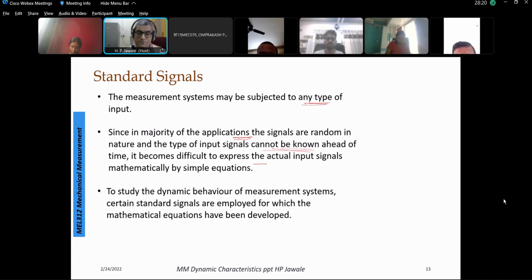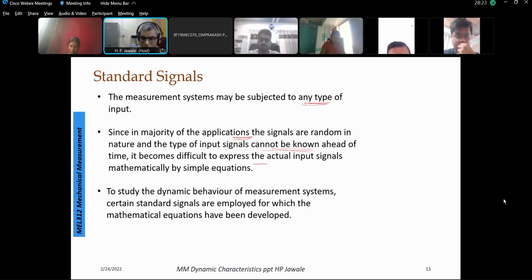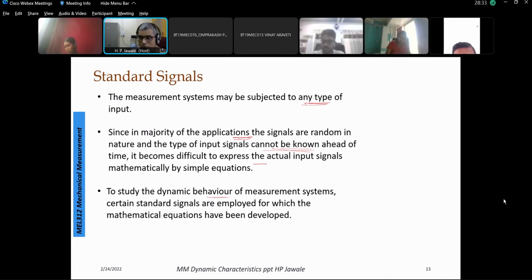So the only method for the study of the dynamic behavior of the system is that we approximate the real input that can be applied to some standard formats of the input. So certain standard signals are employed, then the equivalent or more approximated standard signals are applied in the standard test condition, and then we note down the response of the measurement system to the dynamic behavior, from which a mathematical equation can be developed.